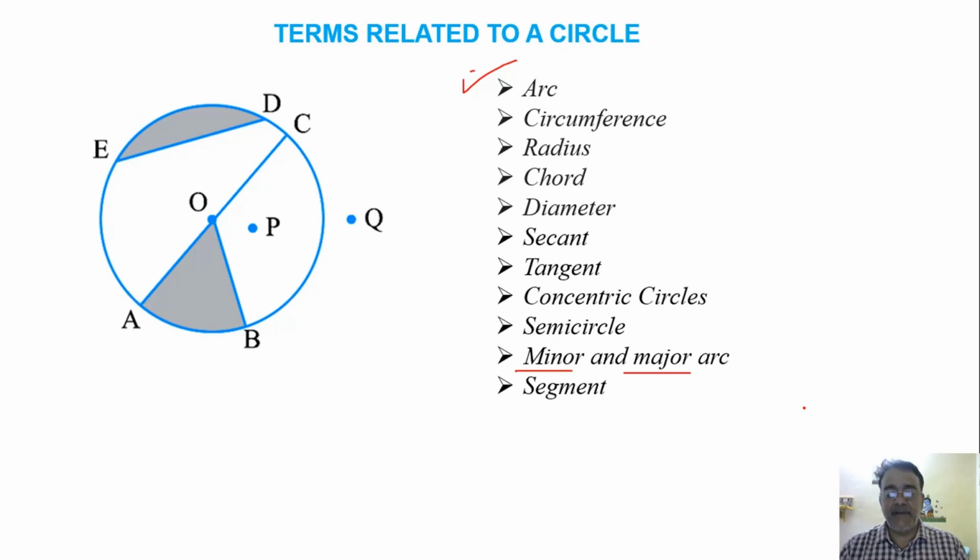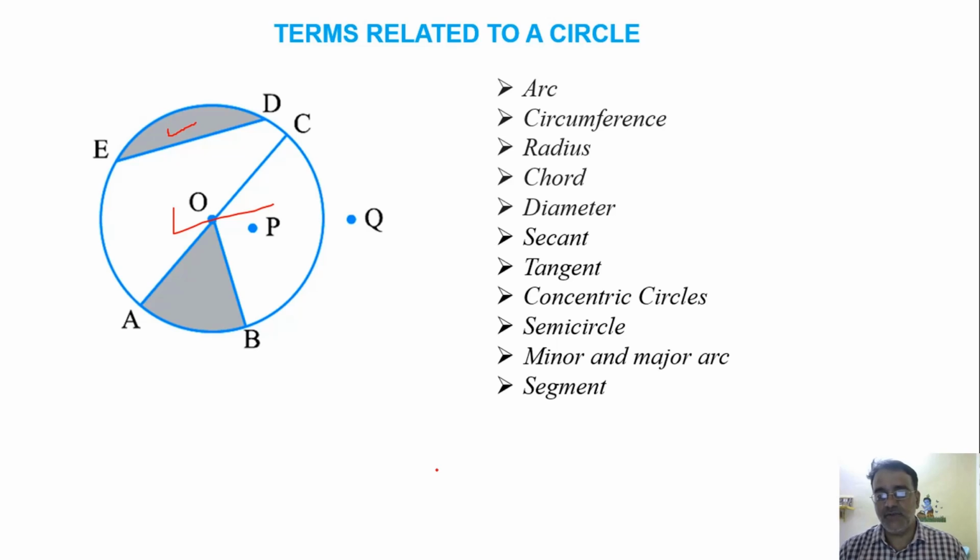Next, segment. What is a segment? See, when we draw a chord, that chord divides the circle into two parts. Here, look, ED is a chord. ED divides the circle into two parts: this shaded part and this whole other part. Each part is called a segment.